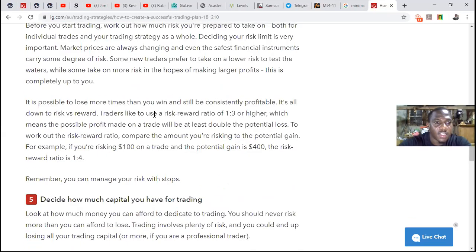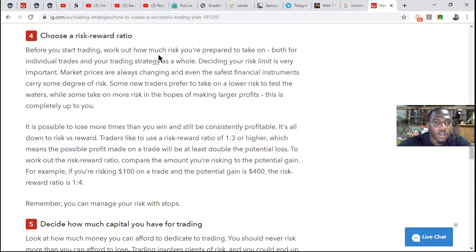Choose a risk to reward ratio. Before you start trading, work out how much risk you're prepared to take on, both for individual trades and your trading strategy as a whole. Deciding your risk limit is very important.